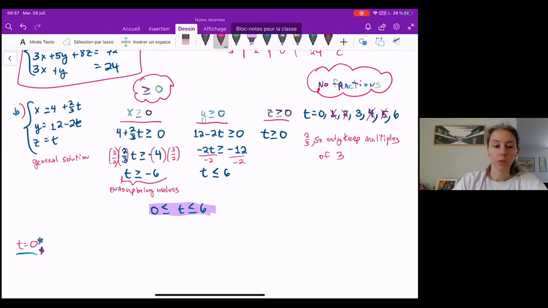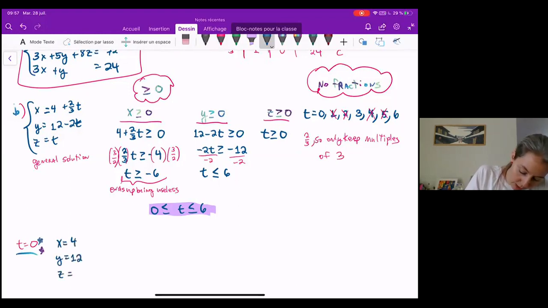Okay, so t equals 0, I plug this in and I get x is equal to 4, y is equal to 12, and z is equal to 0. Then t is equal to 3.